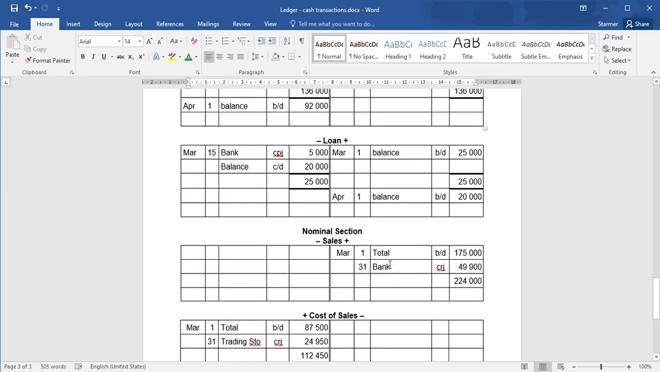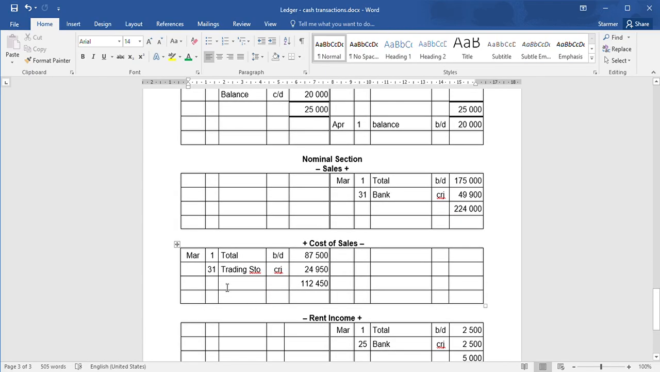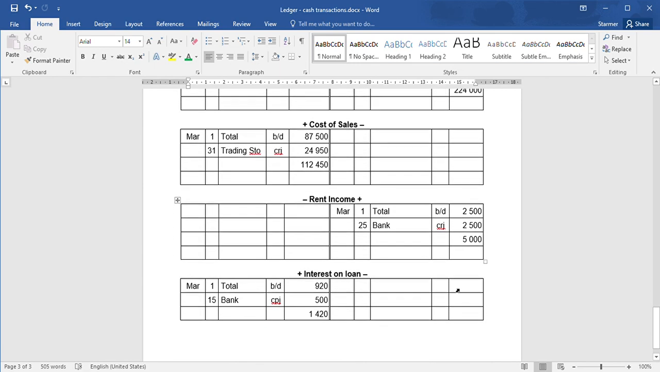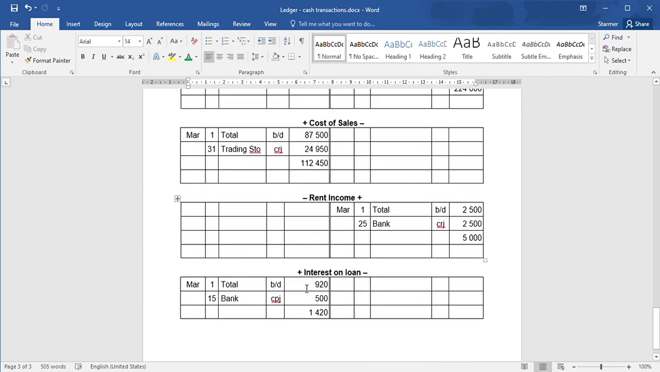Then you come down to your nominal section. Your nominal section is used for your income and expenses. The first one here is sales, that is income, so the total brought down is 175,000. Cost of sales is an expense, so the total will be on the debit side, 87,500. Rent income is an income, as the name suggests, so that is a minus plus account, so the balance comes on the credit side. And interest on loan is an expense, so the total brought down comes on the debit side.